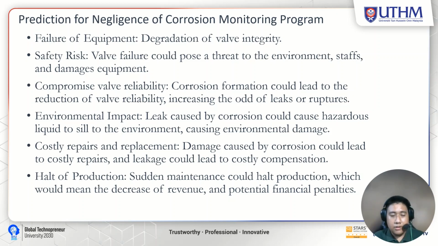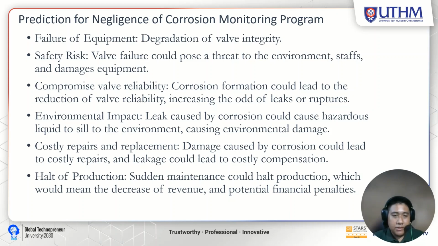I will be explaining the predictions for negligence of a corrosion monitoring program. The first one will be the failure of equipment, where corrosion forming on the valve would degrade the valve integrity. The second one would be the safety risk, where the failure of the valve could pose a threat to the environment, staff, and property, as any corrosion could cause leakage and such.